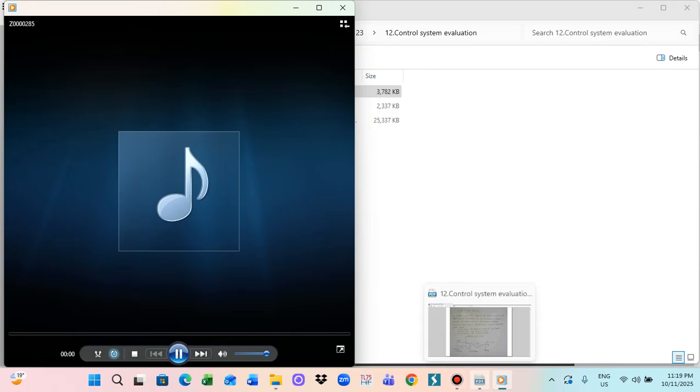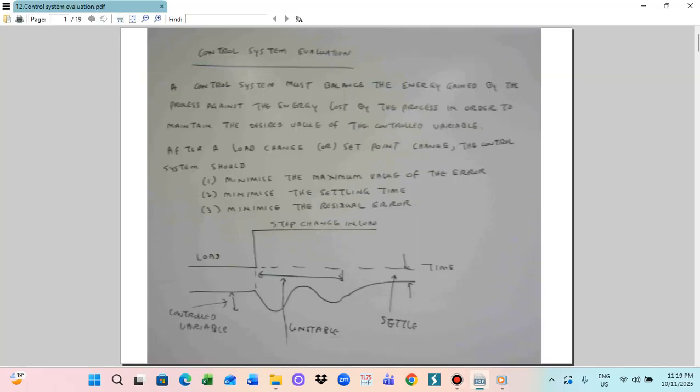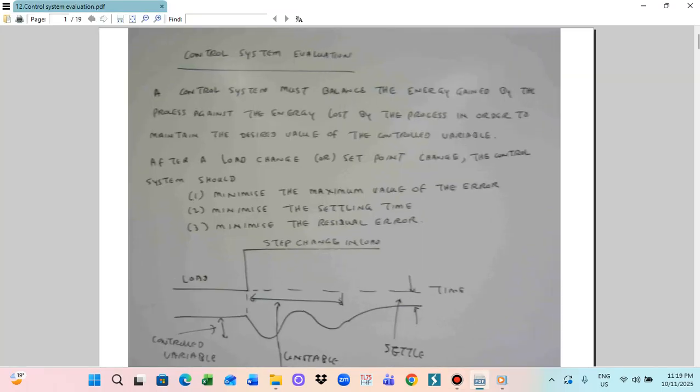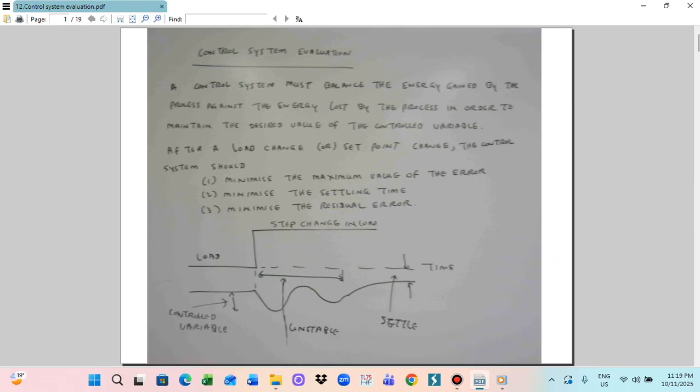Okay, today's lesson is a control system evaluation. Now we will evaluate the difference of control in a system. The control system must balance the energy gained by the process against the energy lost by the process. So this means that when we are running a control system, essentially you control the motor system. Supply is taking the supply energy. In the meantime, when the motor is circulating, the motor will consume more energy. Sometimes it will dissipate more energy.